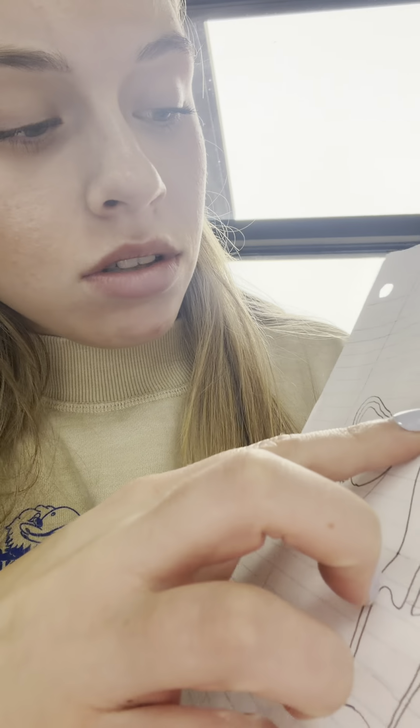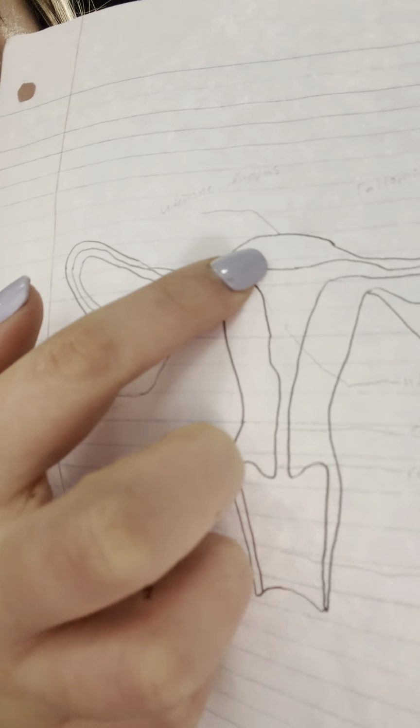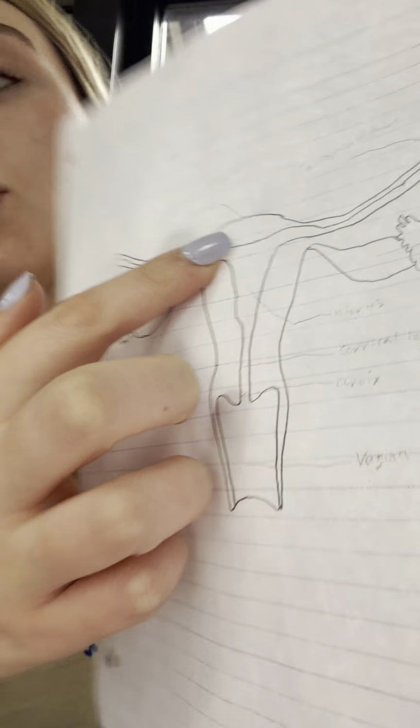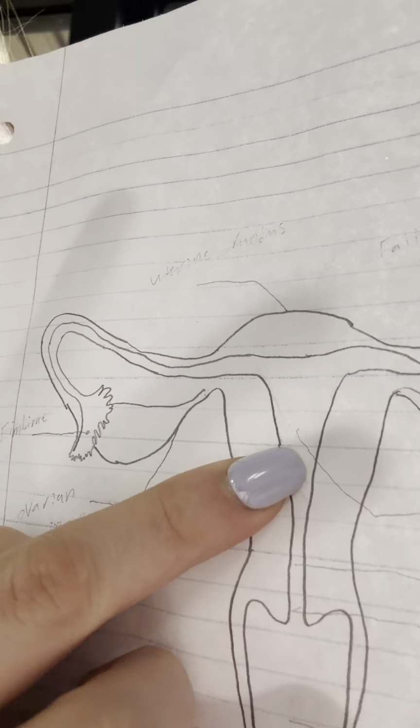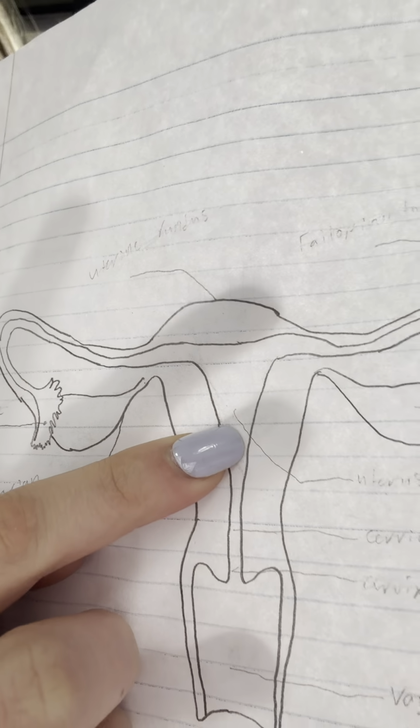And then this is the uterine tube, and it transports the egg. It's the site of fertilization. And then this is the uterus, and it supports the embryo and fetus during pregnancy.